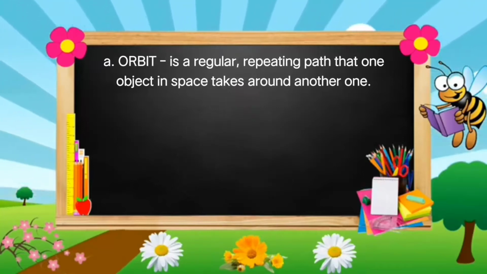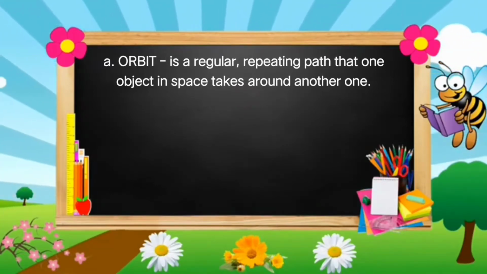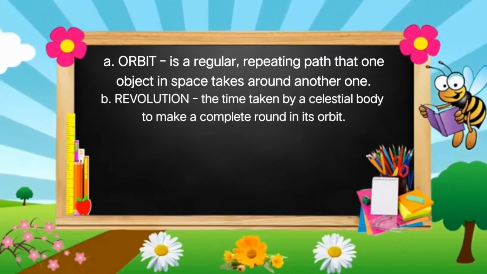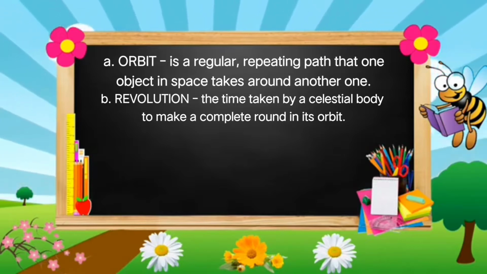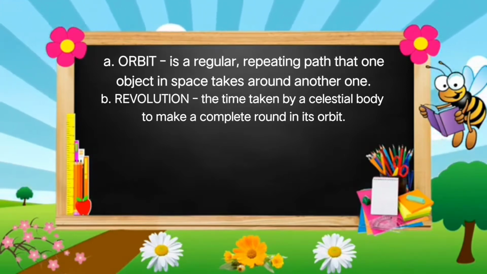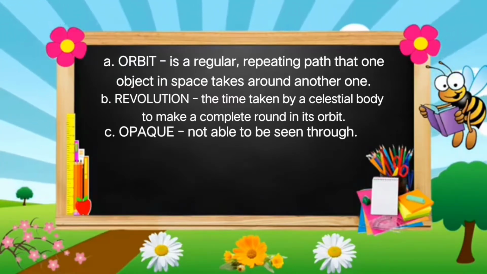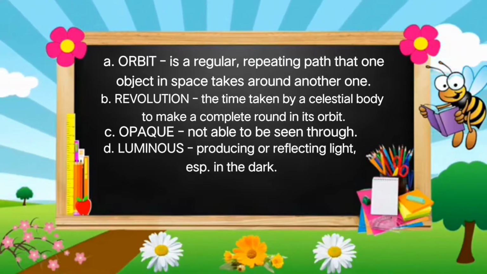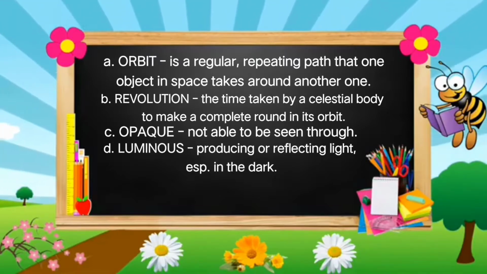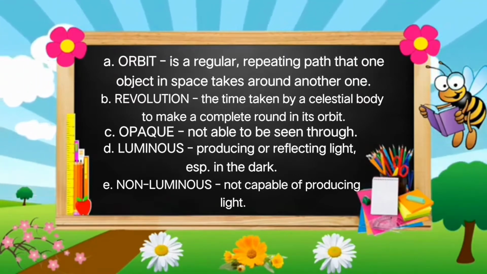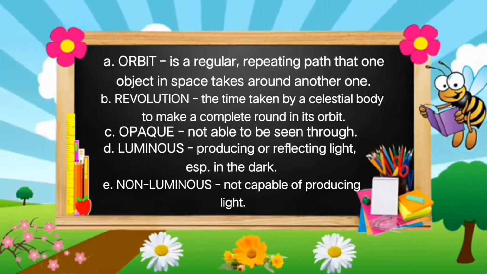As we go through our topic, you will notice these unfamiliar words. Orbit is a regular repeating path that one object in space takes around another one. Revolution, the time taken by a celestial body to make a complete round in its orbit. Opaque, not able to be seen through. Luminous, producing or reflecting light especially in the dark. Non-luminous, not capable of producing light.